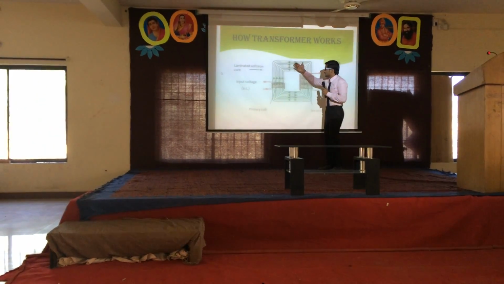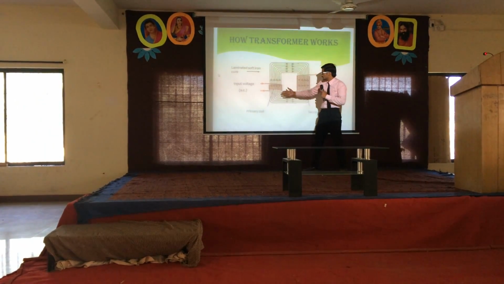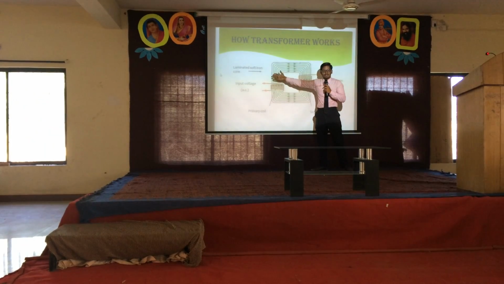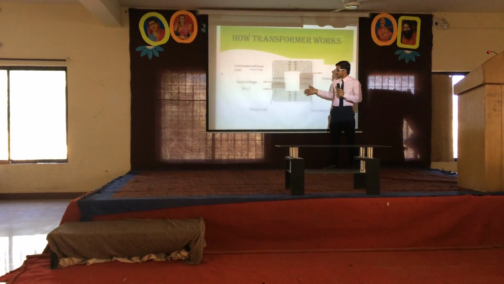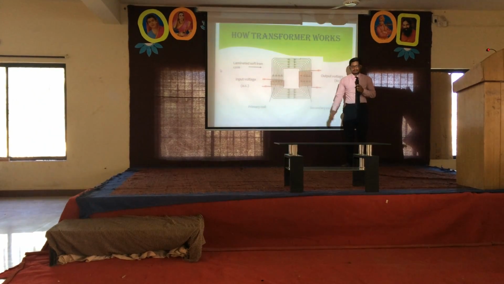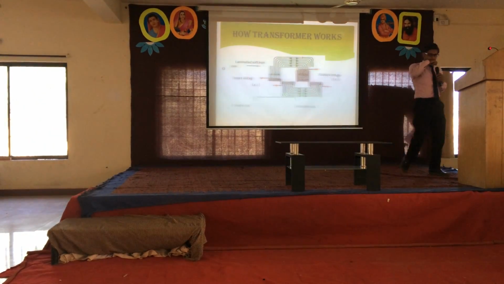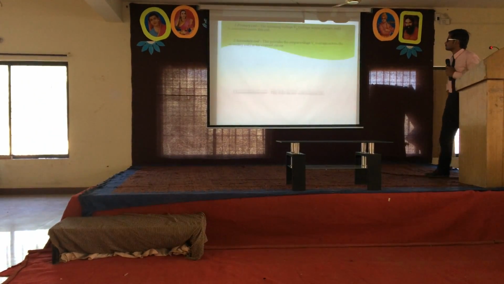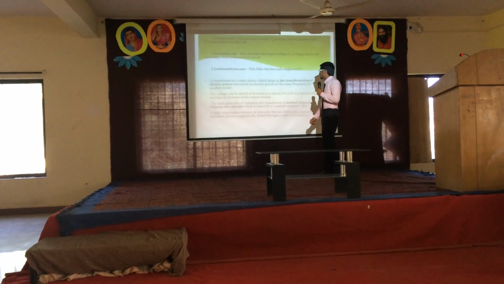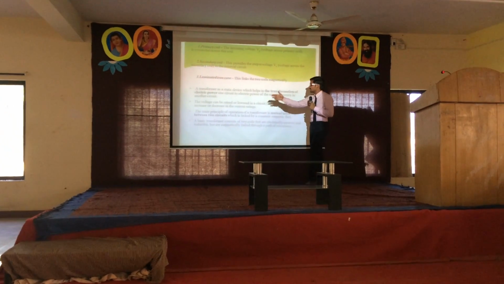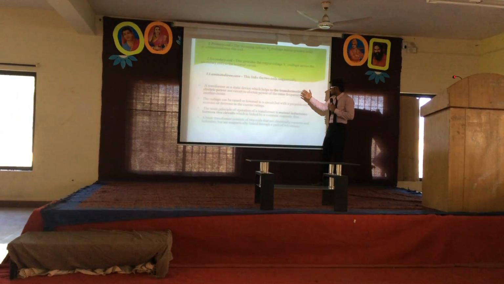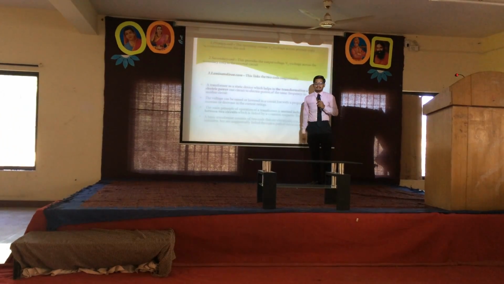This is the laminated soft iron core. This is the primary coil. This is the secondary coil. The laminated iron core couples the magnetic flux between the secondary and primary coil. A transformer is a static device which helps the transformation of electric power from one circuit to another circuit at the same frequency.